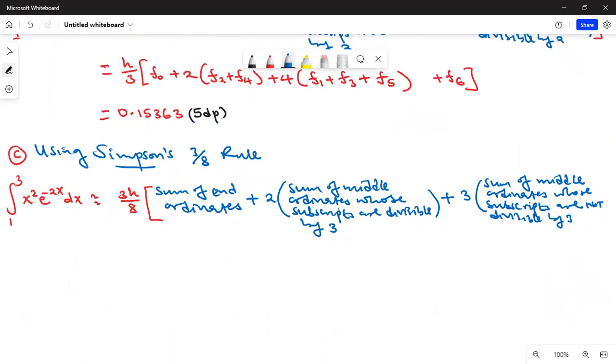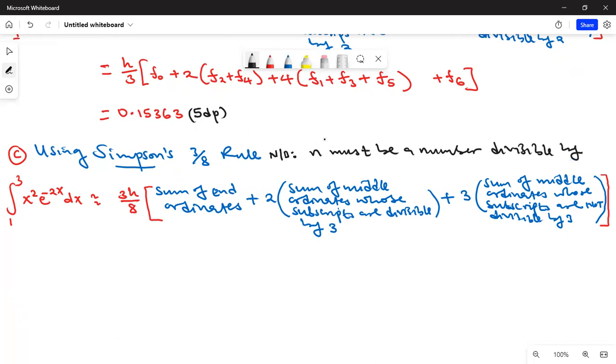Let me close this bracket, and the other closing bracket. Now, even here there's a restriction. You can write a note here that the restriction in using Simpson's 3/8 rule is that n must be a number divisible by 3. You need to check what is our n in our calculation. n is equal to 6. It is clear that 6 is divisible by 3. So we can use this formula to approximate that integral.